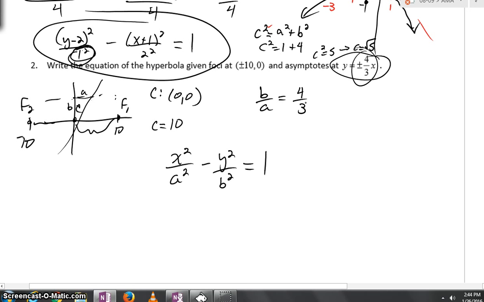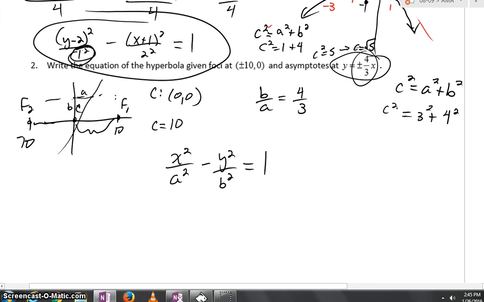Now here's the huge question at hand. Can I now say A is equal to 3 and B is equal to 4? That's the big, big question. Sometimes kids are like, well, of course. I mean, look, it's right there. B equals 4, A is equal to 3. Well, wait a minute. C squared is equal to A squared plus B squared. Wait a minute. If B was equal to 4, and if A was equal to 3, would I wind up getting this to add up to a focal distance of 10?